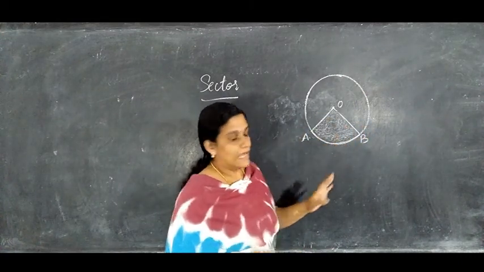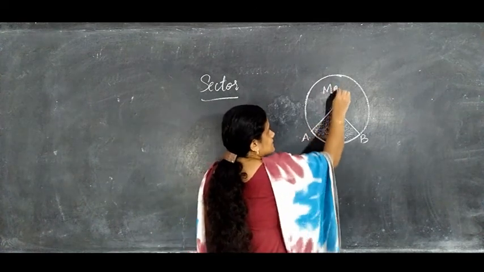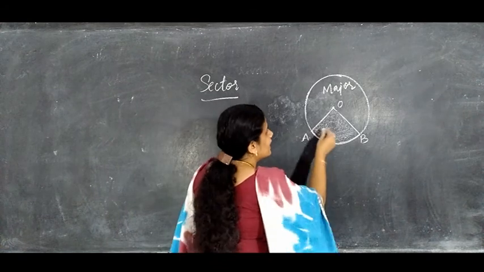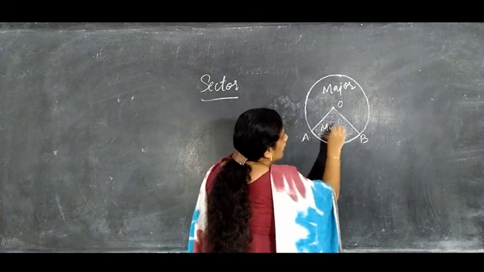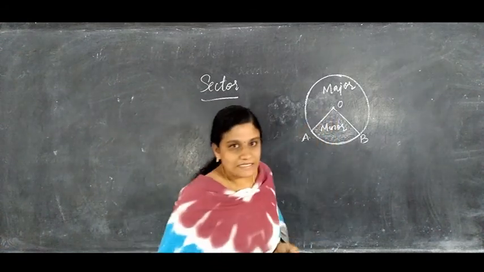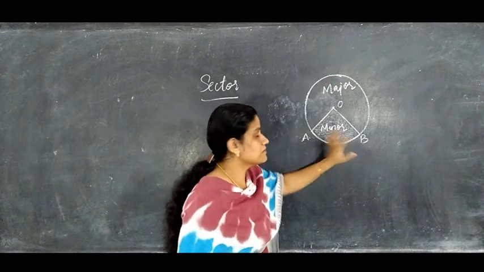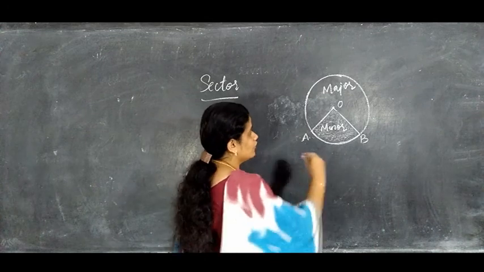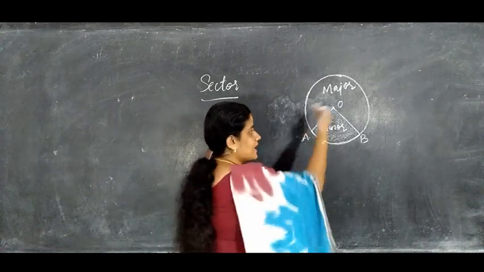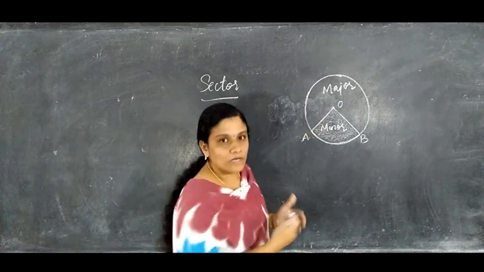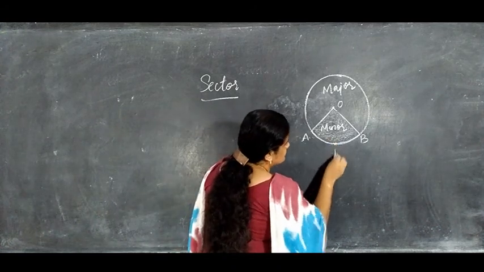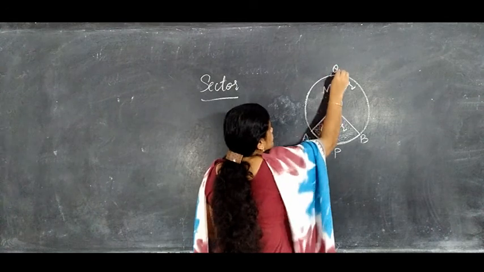We will name them the major sector and the minor sector. The larger area we will call the major sector and the smaller one the minor sector. Now how will we name them? For identifying the major and minor sectors, we can give one or more letters. Let this point be P and this point be Q.